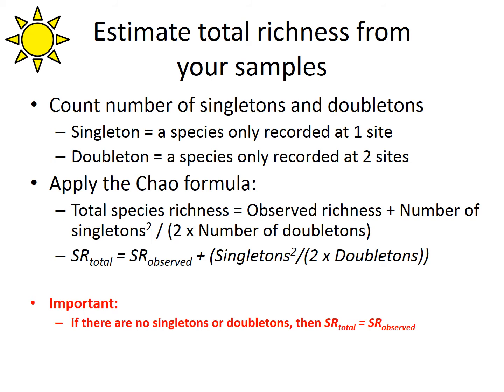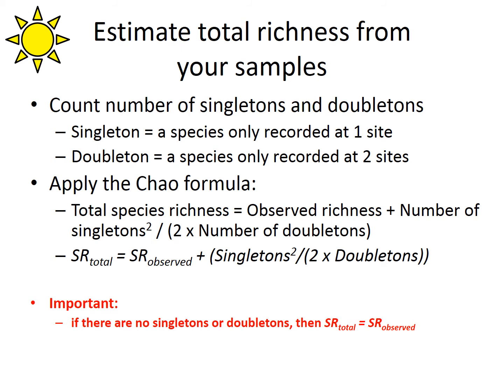Similarly, a doubleton is not a species where 2 individuals have been recorded. Rather, a doubleton is a species that's only been recorded at 2 sites. Okay, so to apply the Chao formula, what you need is your observed richness. In other words, that's the number of species that you've recorded through the incomplete sampling. And then you add on this term: the number of singletons squared divided by twice the number of doubletons. That will then give you the total estimated species richness.